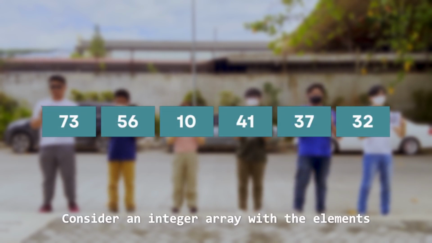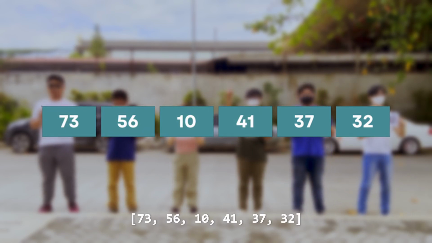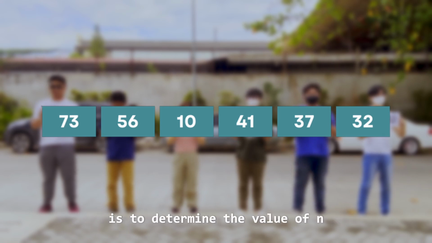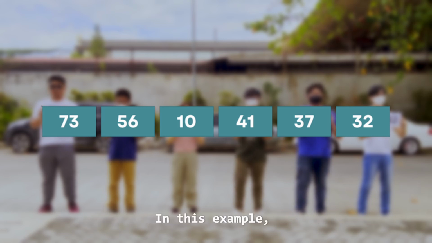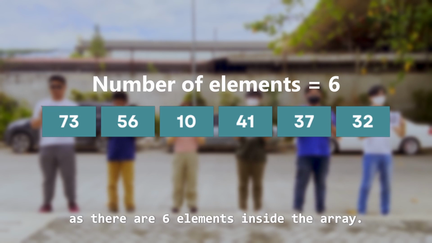Consider an integer array with elements 73, 56, 10, 41, 37, and 32. The first step in this sorting algorithm is to determine the value of n, which denotes the size of the array. In this example, n is equal to 6, as there are 6 elements inside the array.